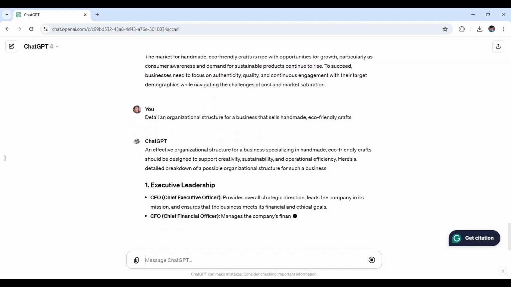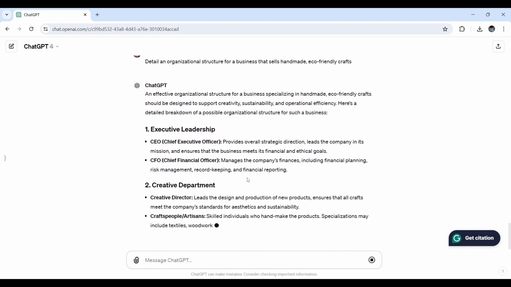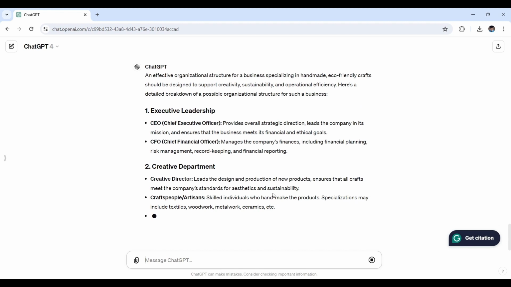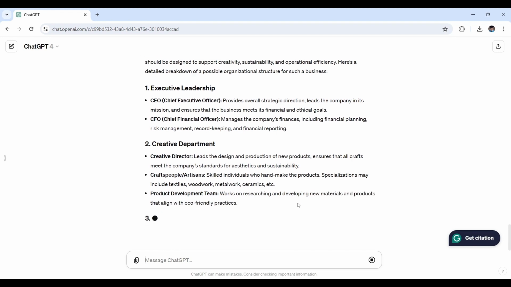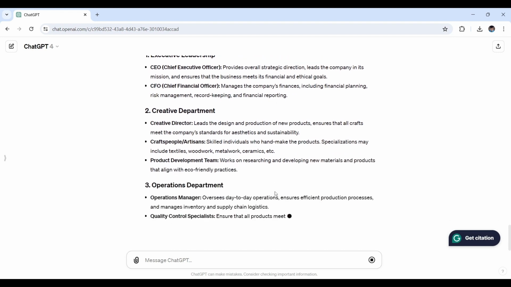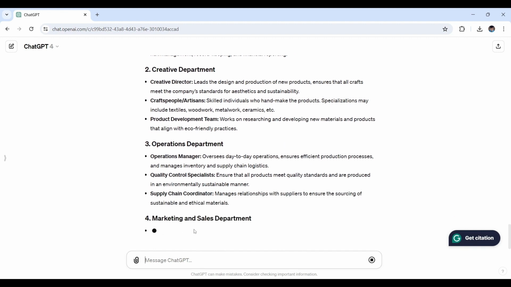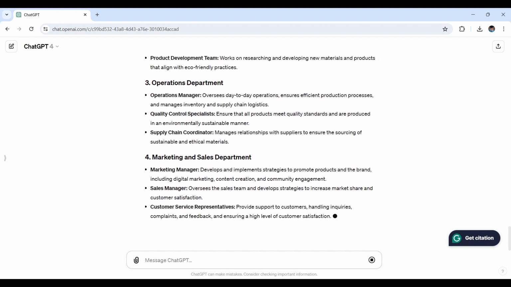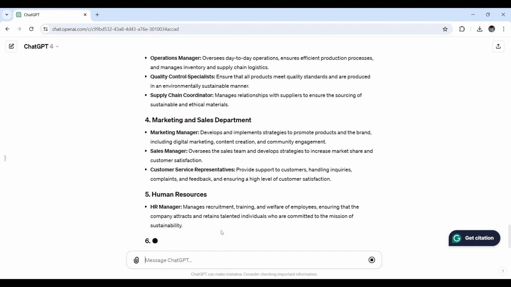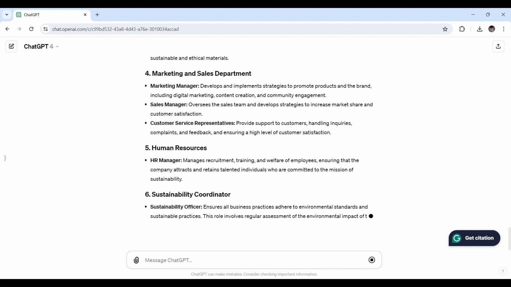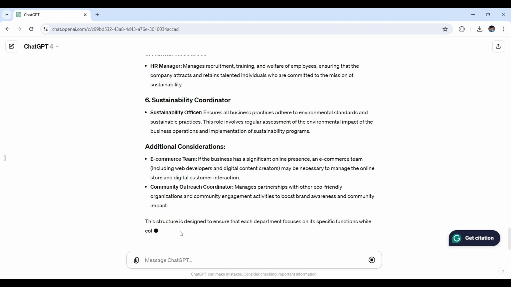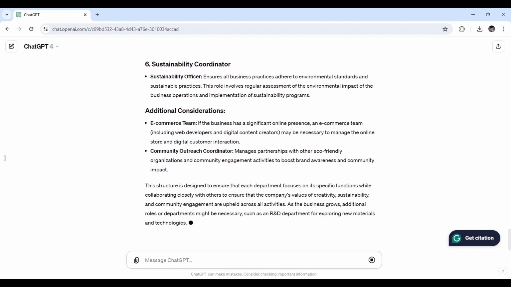And here's what ChatGPT generates right now. This gives you a clear view of how responsibilities are distributed within the team. For your business, adapt this structure based on your specific needs and scale. So let's see, ChatGPT is still generating the organizational structure that I requested, right here, human resources. There we go. And I think that's where it stops.